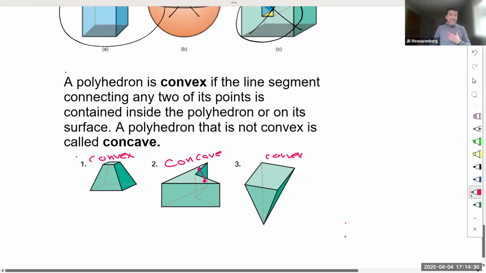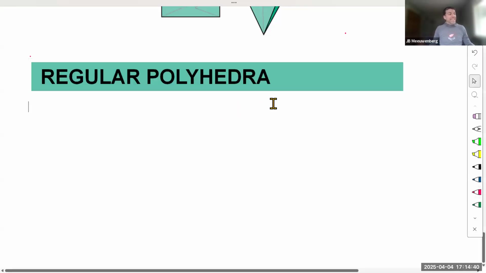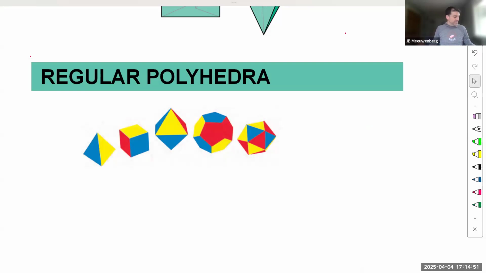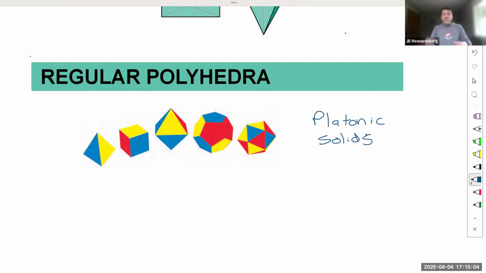Now, just like we had regular polygons where basically everything's the same, right? All the sides are the same and all the angles are the same. We can also have regular polyhedra. And there are several that are well known, and they are these 6. They call them the Platonic solids. I'll write that, Platonic solids. And these are the best known of all polyhedra.